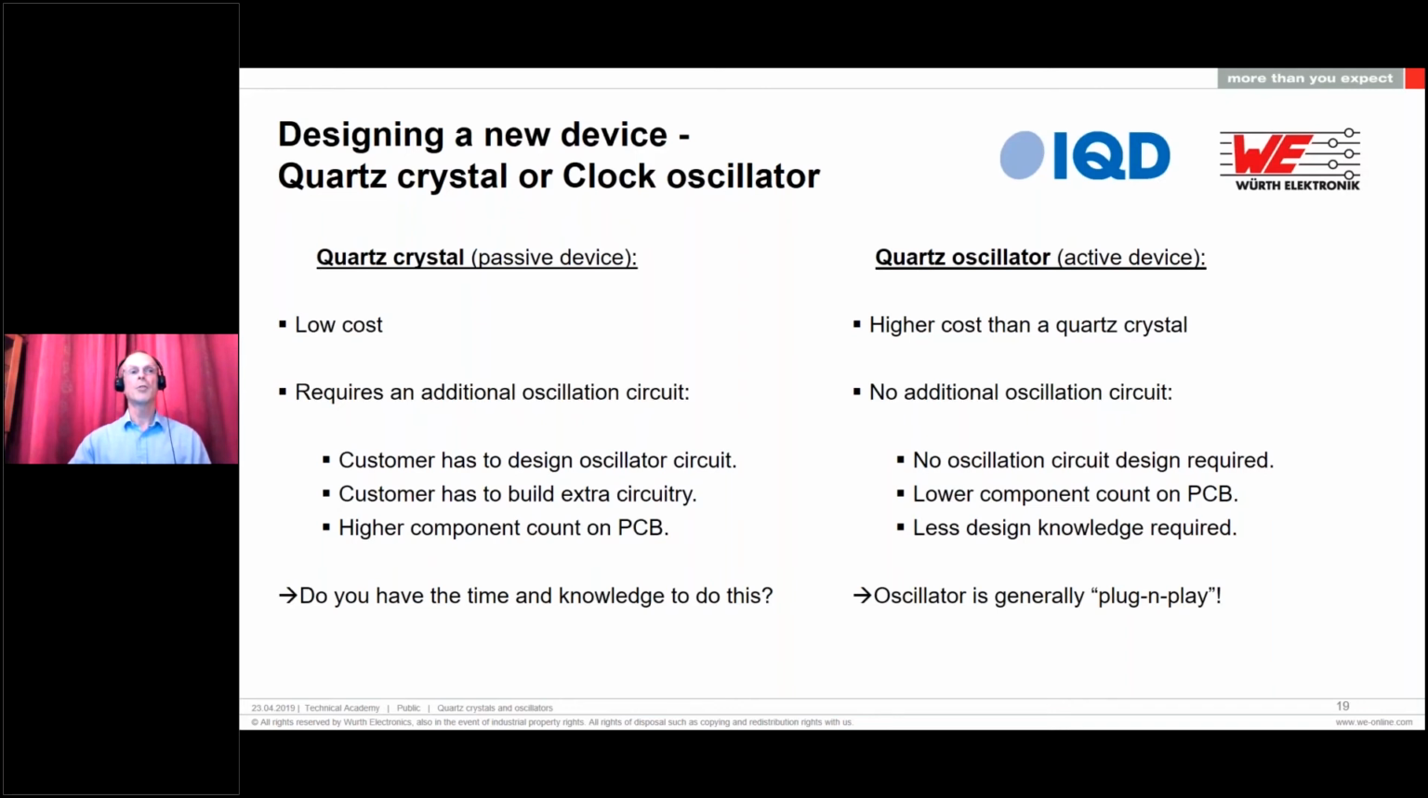So for a crystal, it's a cost offset between that and design knowledge. For a crystal, do you have the time and knowledge to do this? Whereas generally an oscillator is plug and play. Only you as the designer can make that choice. It depends what's critical in your application. Most microprocessors nowadays can use either. They have the facility to use a crystal, or you can clock them directly using an oscillator.